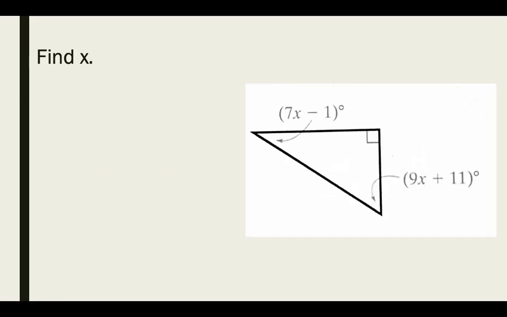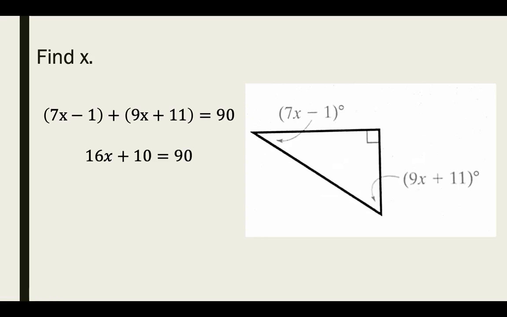Let's look at one involving a variable. And here we have a right triangle. So we already talked about how if we have a right triangle, the two other angles must be complementary. They must add up to 90 degrees. We simplify the left side. 7x plus 9x is 16x. 11 minus 1 is 10. Subtract 10 from both sides. Divide by 16. We get an answer of 5.